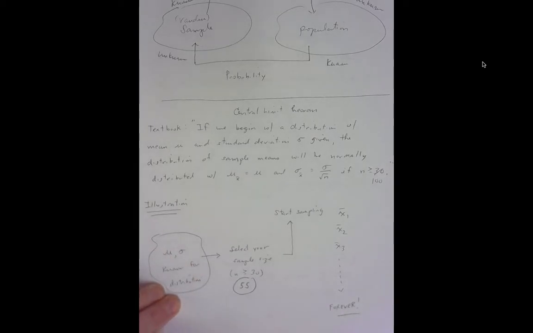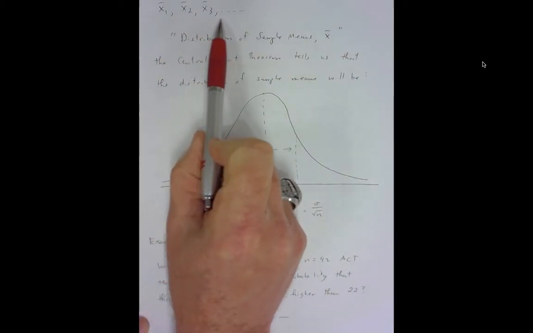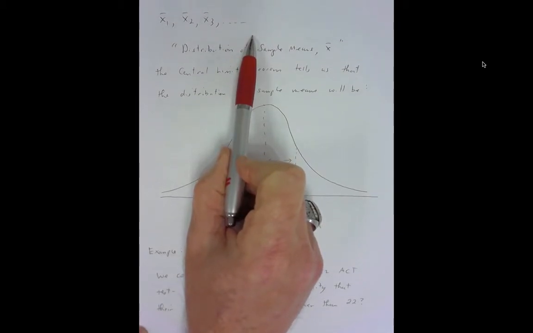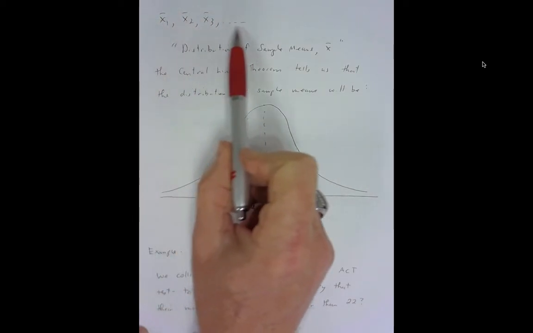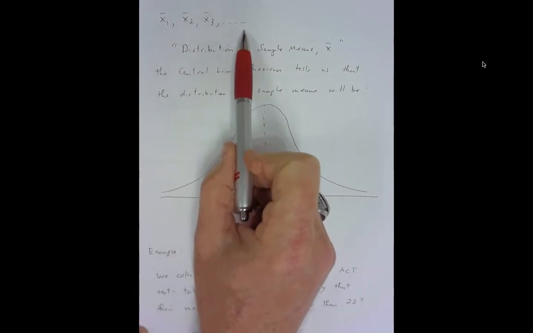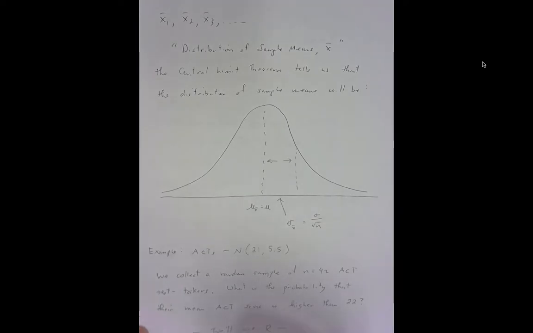Now, you don't have to do it forever, but theoretically, think that you could just forever create random samples of size 55 from your population. Well, guys, at the end of the day, you just end up with a lot of random samples, don't you? And we call these things the distribution of sample means, x bar.